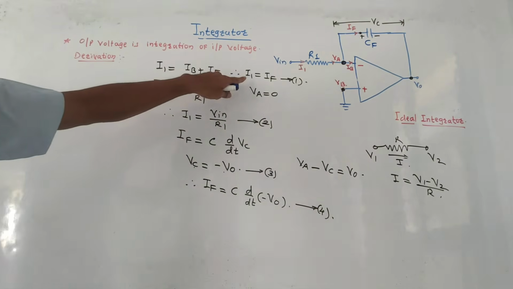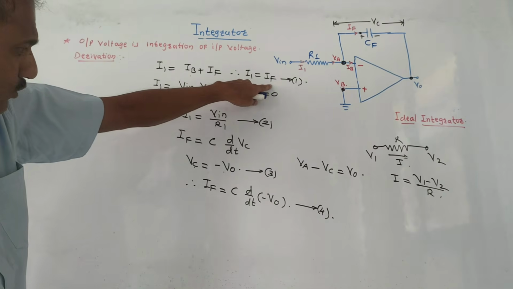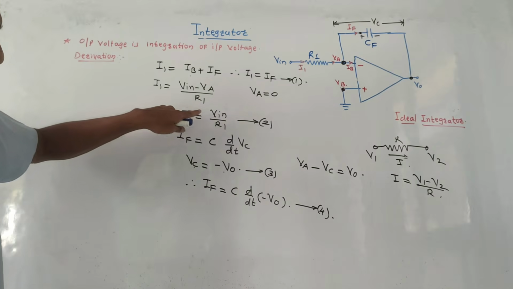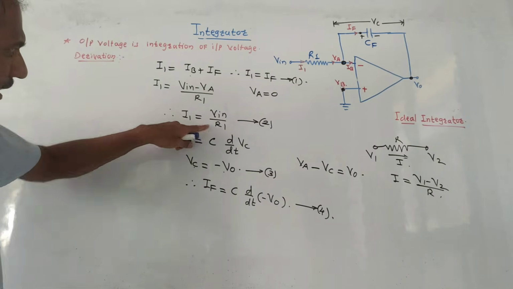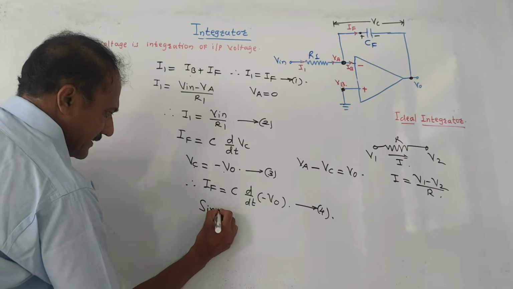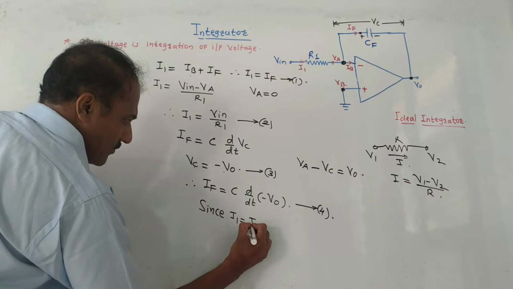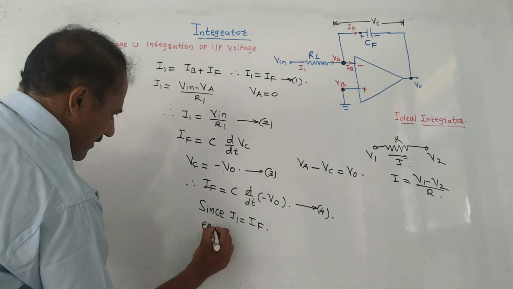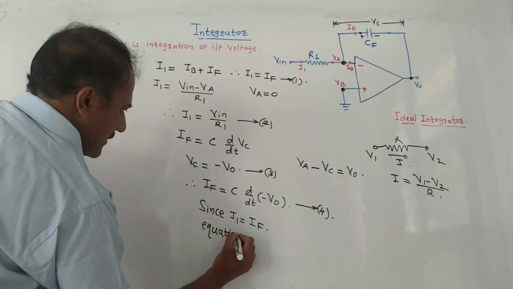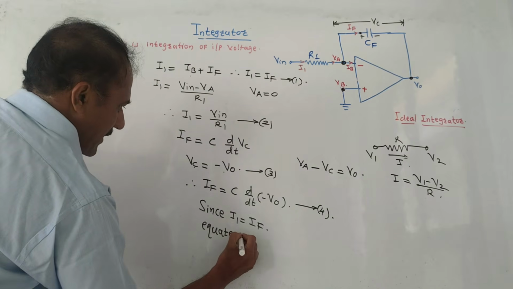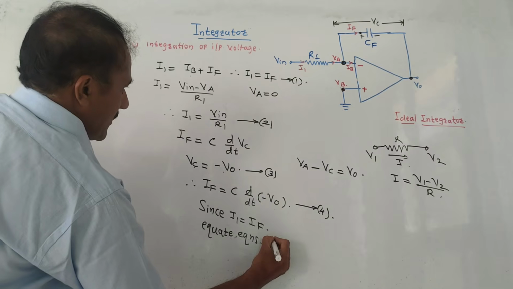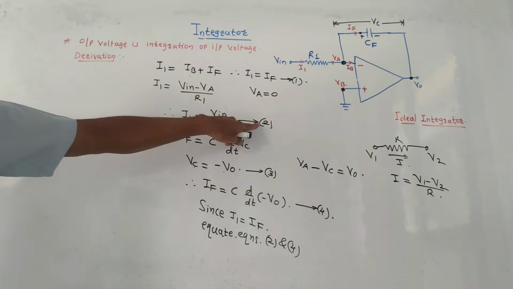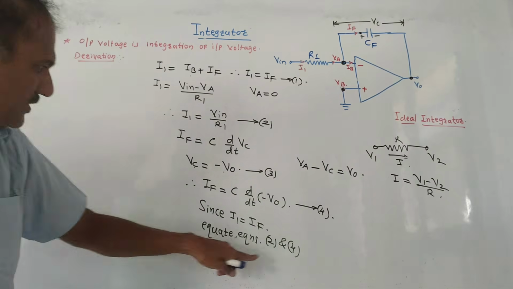Now, just now we discussed, according to equation 1, I1 is equals to IF, this is equation of IF, and we have the equation of I1, that is Vin upon R1. So, I will write it here, since I1 is equals to IF, according to equation 1, equate equations 2 and 4, because I1 is equals to IF, so equation of I1 is equation number 2, equation of IF is equation number 4.